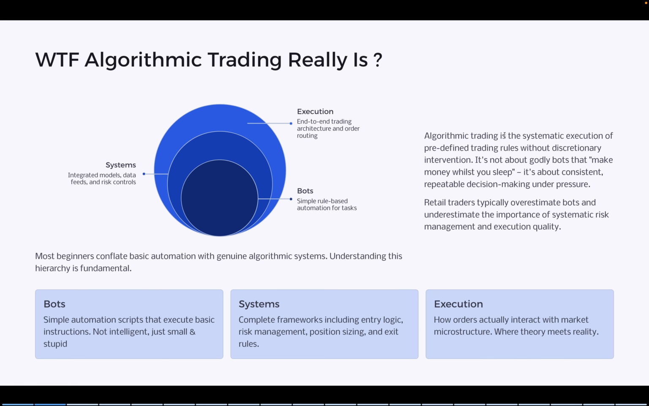Okay, so algorithmic trading is a systematic execution of predefined trading rules without discretionary intervention. Okay. It's not about godly bots that make money while you sleep. It's about consistent, repeatable decision making under pressure. Retail traders typically overestimate bots and underestimate the importance of systematic risk management and execution quality. Okay. So when you understand this hierarchy, you would know what algorithmic trading really is. So this is what algorithmic trading really is. There's nothing more to this.